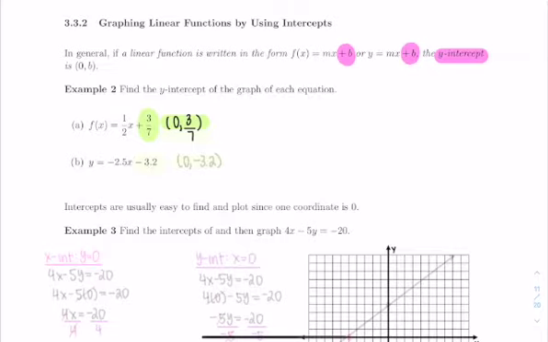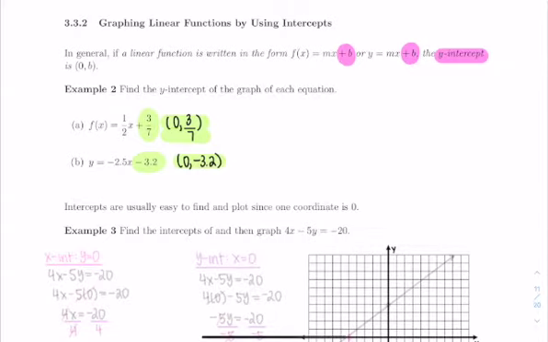Let's go ahead and do the second one. We've got y equals negative 2.5x minus 3.2. And so negative 3.2 is going to be my y-intercept, and we have the point (0, negative 3.2). Intercepts are usually easy to find and plot since one coordinate is already 0.